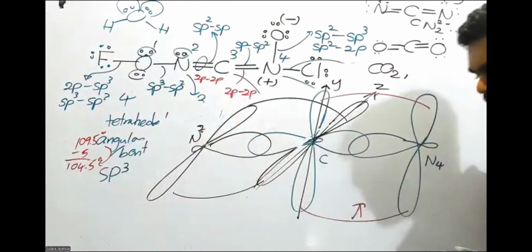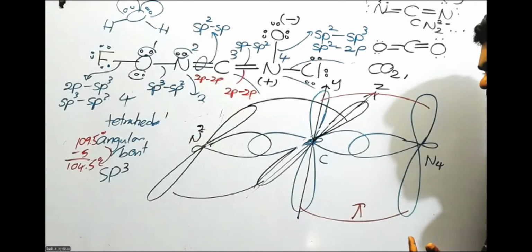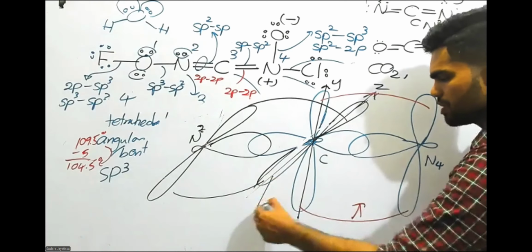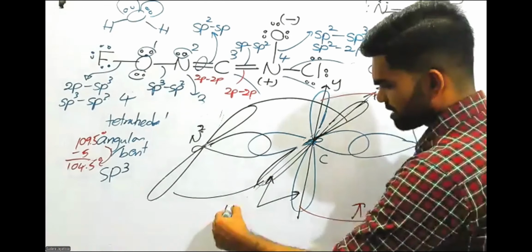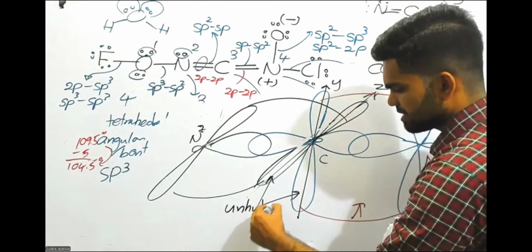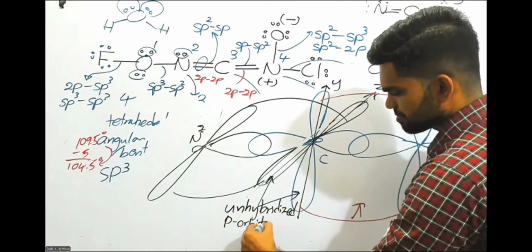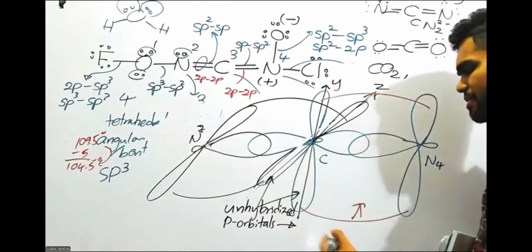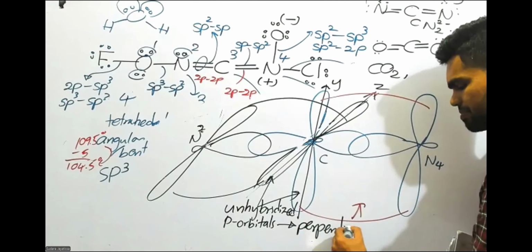I'll tell once again about the orientation. So think about carbon. Carbon is sp hybridized. So that means there are two unhybridized p orbitals. These two unhybridized p orbitals are arranged perpendicular to each other. Is that clear? Already you know p orbitals are perpendicular to each other, no? So these two p orbitals are perpendicular.